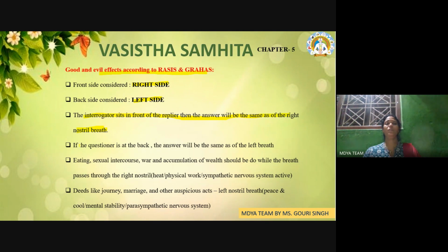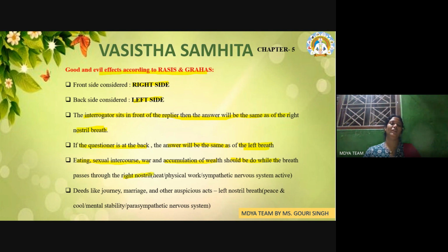Okay. If the questioner is at your back, then the answer will be the same as the left, means you are able to answer in an efficient way if your left nostril is activated, means your left breath is working. Okay. And eating, sexual intercourse, war and accumulation of wealth should be done while the breath passes through the right nostril. It is good for you.